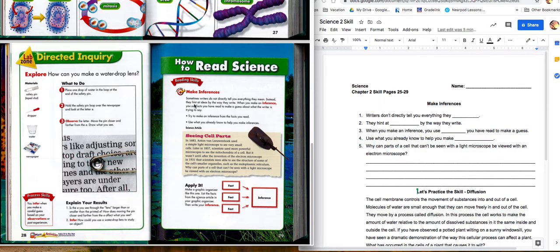Continuing on, instead they hint at ideas, fill in your blank, by the way they write. When you make an inference, you use facts, number 3, you have read, to make a guess about what the writer is trying to say. Okay, so guys, number 1, you're using facts. Number 2, you're making a guess.